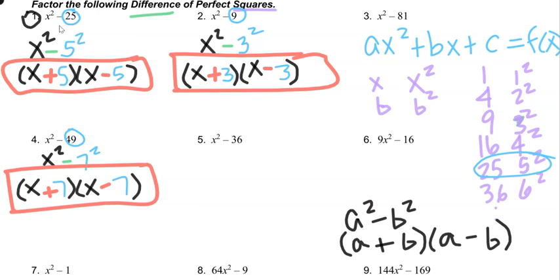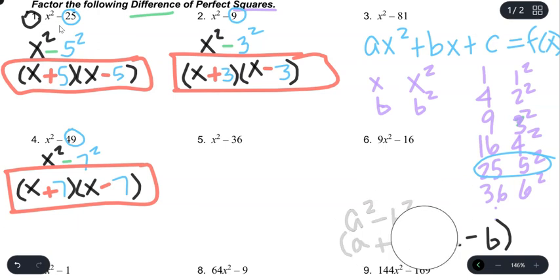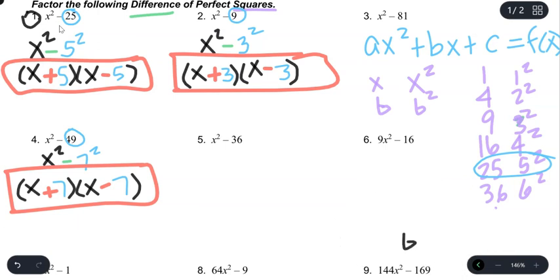Well, what happens if we don't have a lead coefficient of 1? What if it's not a 1x? What if it is something like number 6? So let me erase this and get this out of the way here. And let's check out number 6.